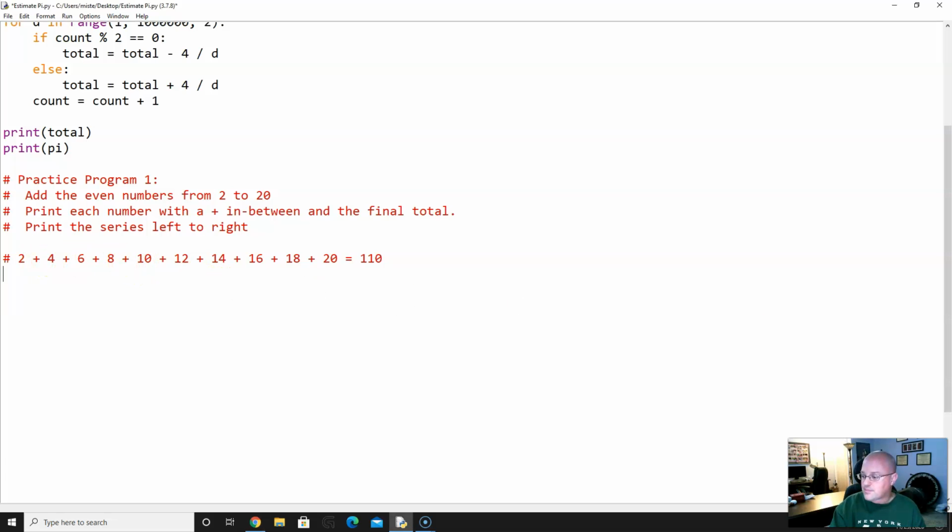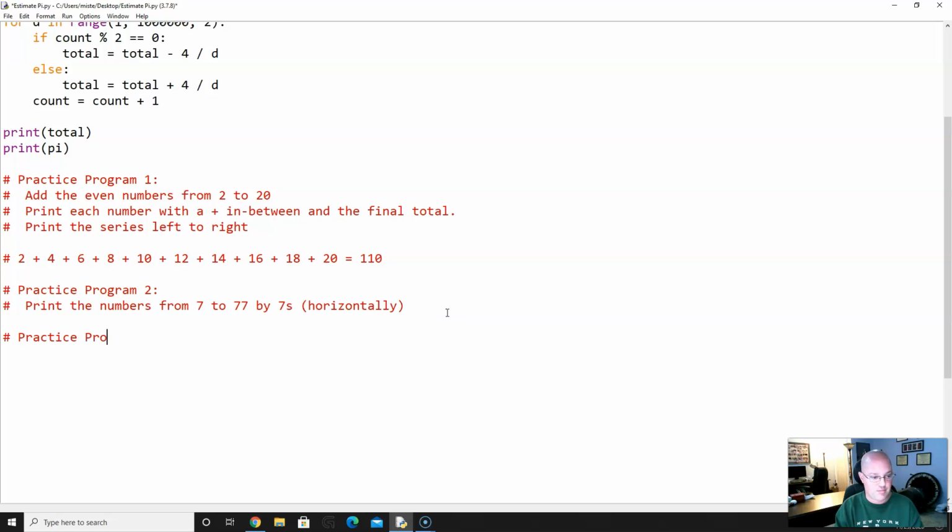Then, one second, I've got 2 monitors here. Practice program 2. Print the numbers from 7 to 77 by 7s. And again, print them horizontally, so much like you did here. For this one, you don't have to put plus signs in between, but just give that one a shot.